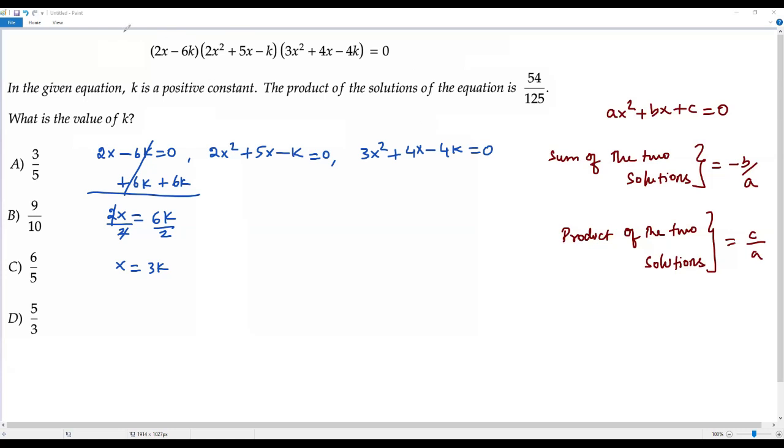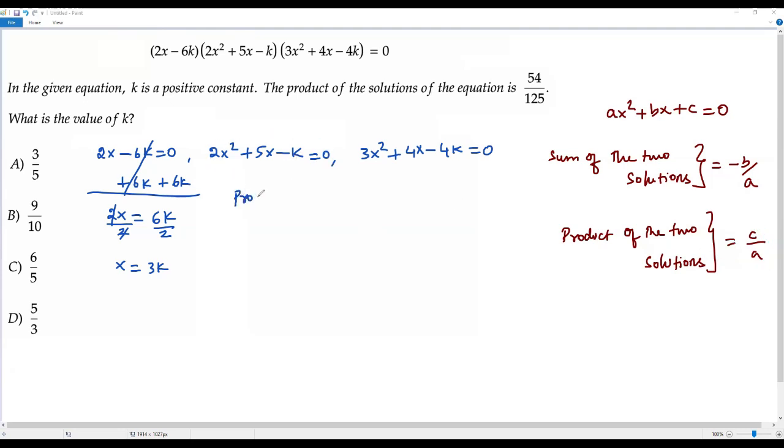Okay, now I'm going to use the second formula. It's a bit difficult to solve this quadratic equation because it contains the unknown constant k. So actually we need the product of all the 5 solutions. Since we need the product of all 5 solutions, we'll be able to get the product of the two solutions of this quadratic equation using this formula, c over a.